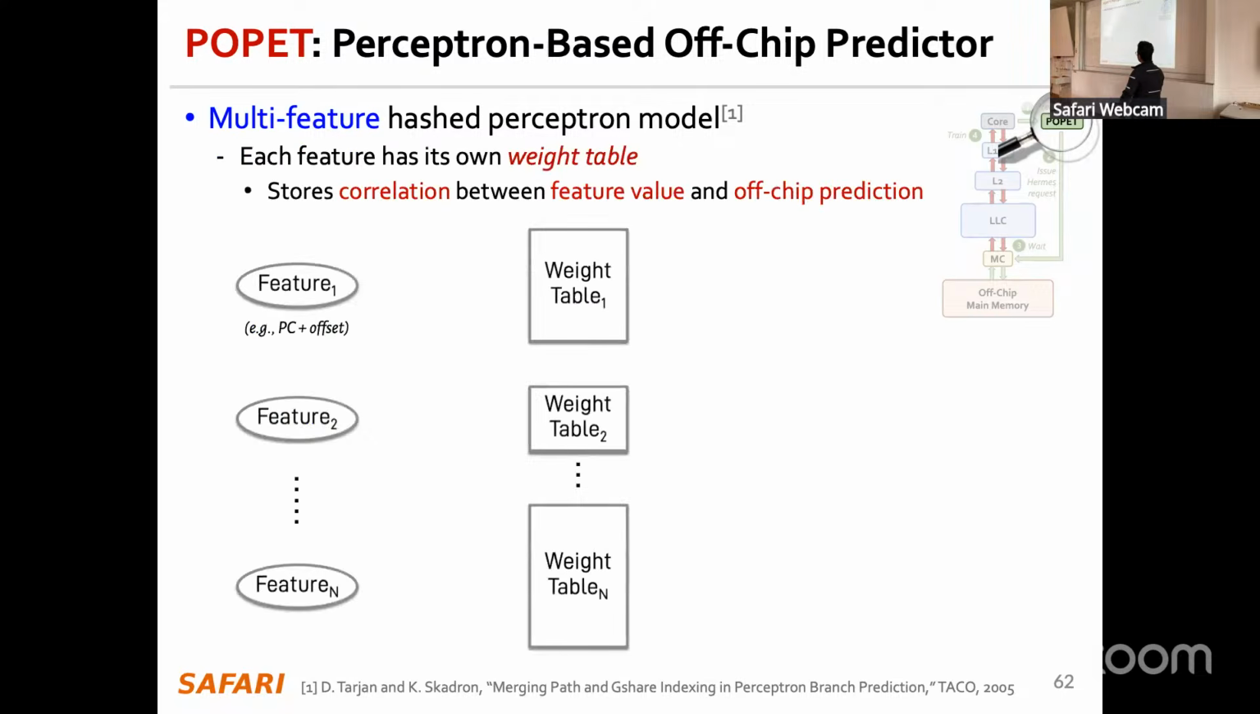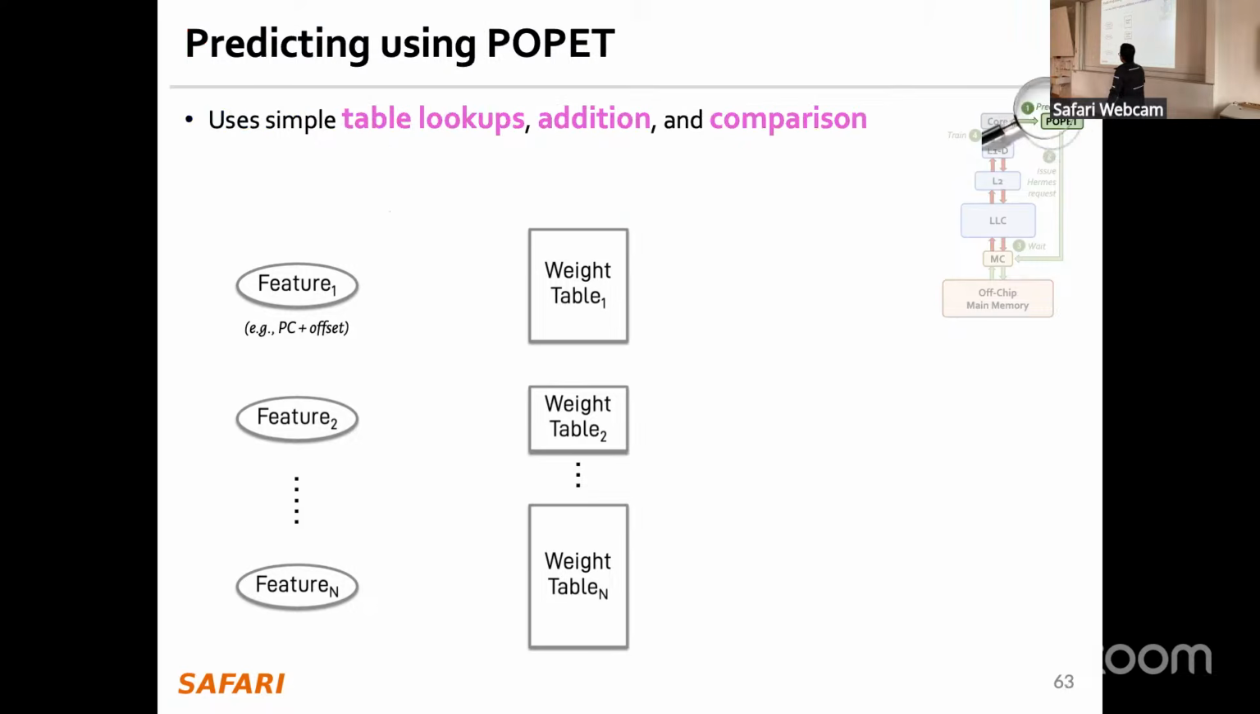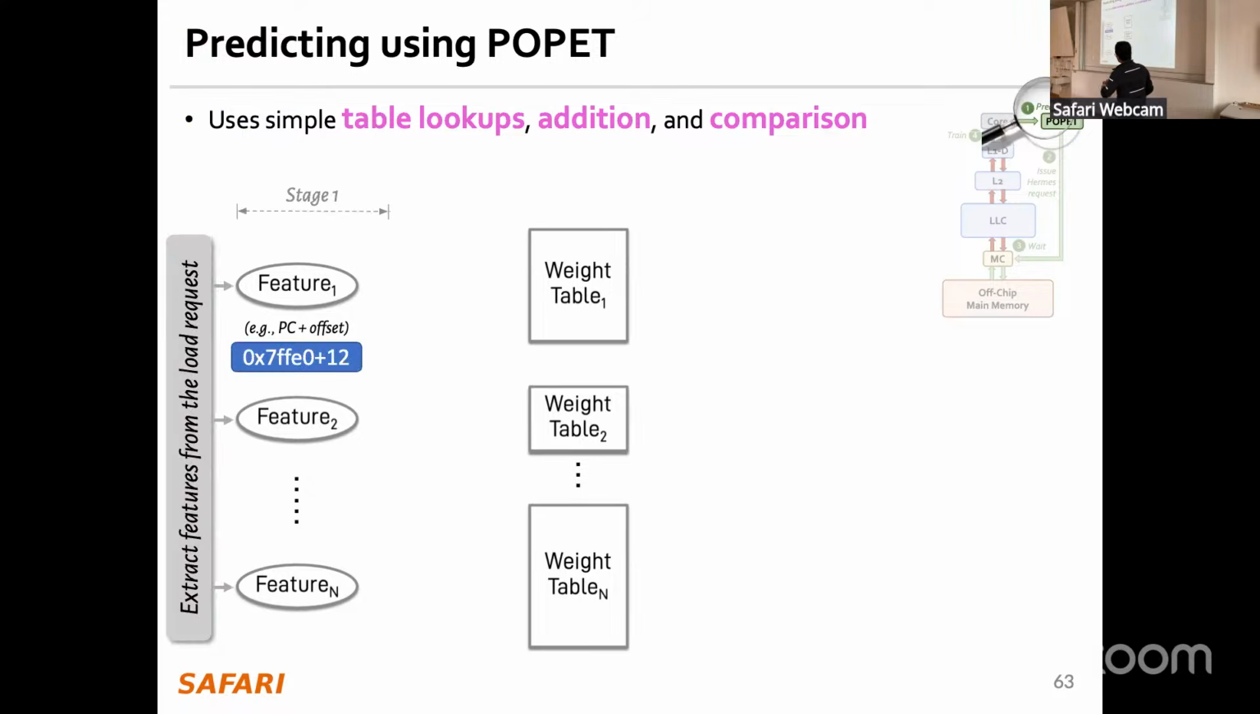So what we are doing here is repurposing that sort of model for our prediction case. In this case, we want to predict whether a load would go off chip or not. So we extract multiple features from a given load instruction. Let me show you how exactly the prediction works. When a piece of code generates a memory request, you extract a bunch of features. Features in this case are, let's say, what memory instruction is generating the request, and what cache line offset it is going to.